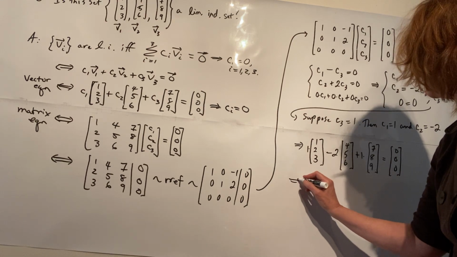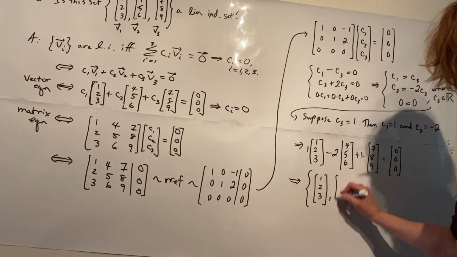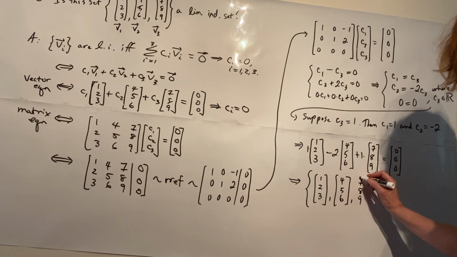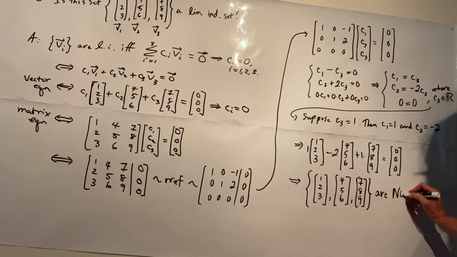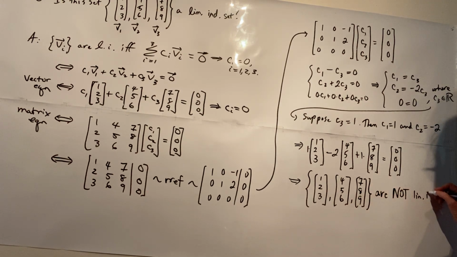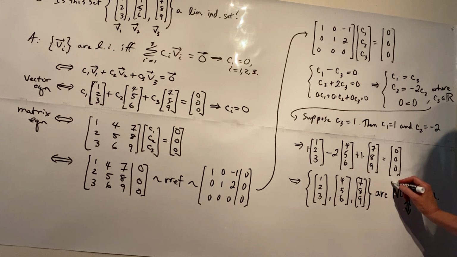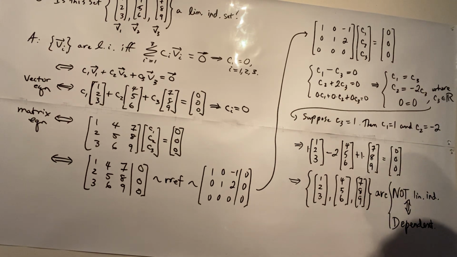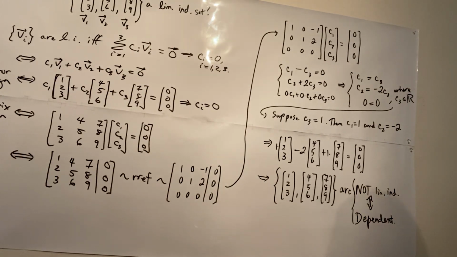So what does that tell you about these vectors (1, 2, 3), (4, 5, 6), (7, 8, 9)? They are not linearly independent. And therefore, that's equivalent to saying they are dependent. Just remind yourself what that definition of dependent is. Can you see all that? Yes. Okay, so that's an example.